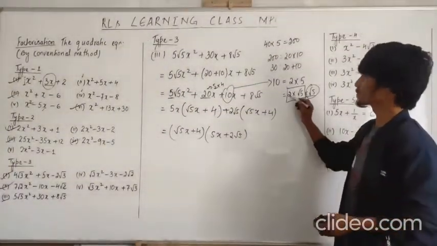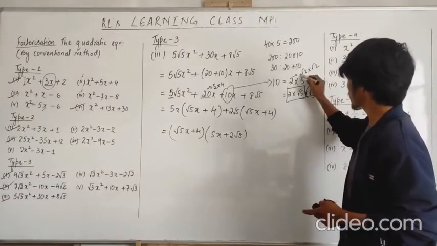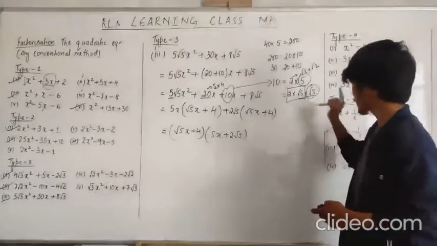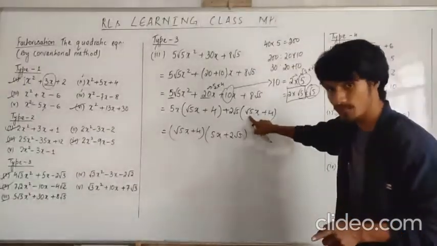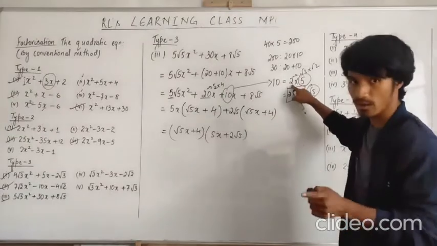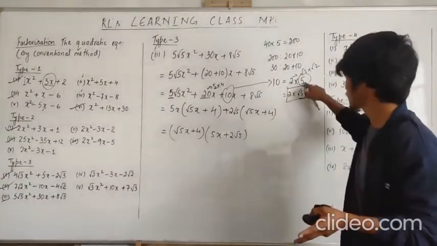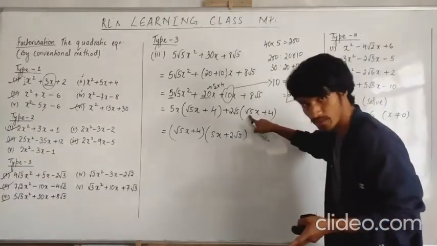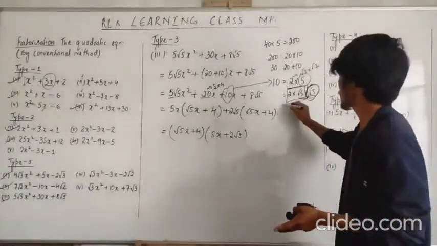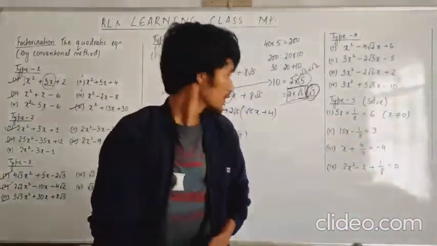Why don't I take 2 as root into root? Why do I take 5 as root 5 into root 5? Because here is root 5, not root 2. If root 2 were here, then in place of this 2 I could take root 2 into root 2. But here root 5 is here, so in place of this 5, I take root 5 into root 5, so that I can take this root 5 as this one. Then what is left? 2 root 5, and this 2 root 5 will be the common. Okay, then this will be the answer.